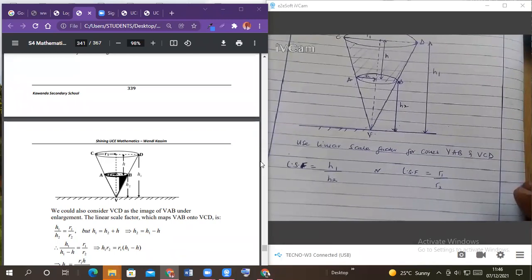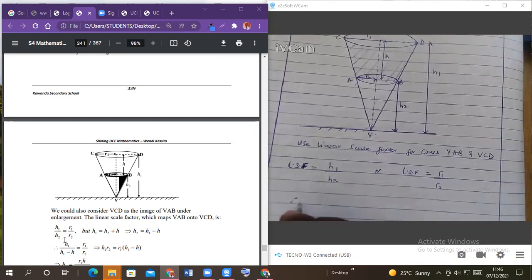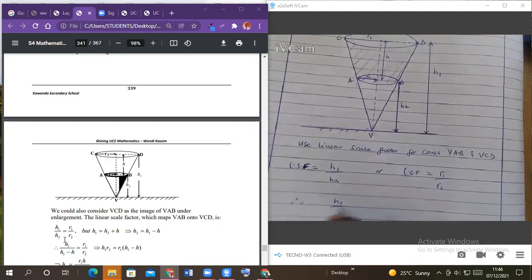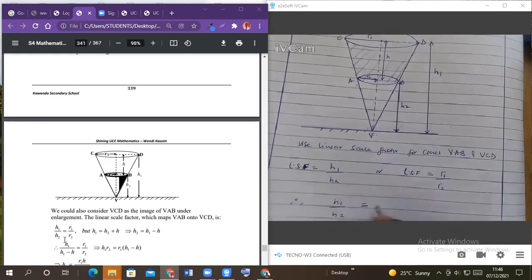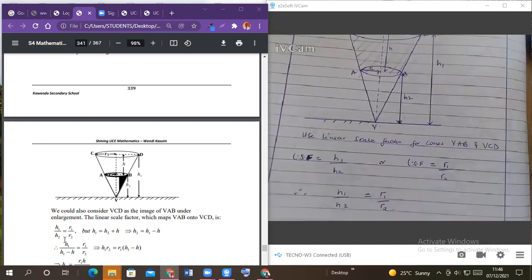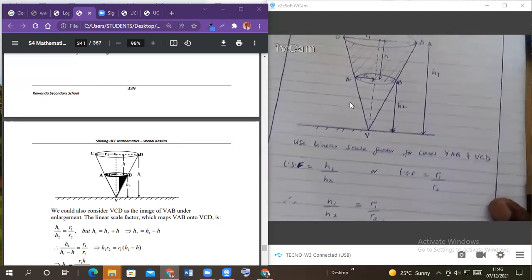Come together. So that's why we are going to equate them, because all of them give us the linear scale factor. So that's why in the book here you have, therefore, h1 over h2 is equal to R1 over R2. So they are equal. They are equal to each other because all of them give you the linear scale factor. You know the linear scale factor is what?